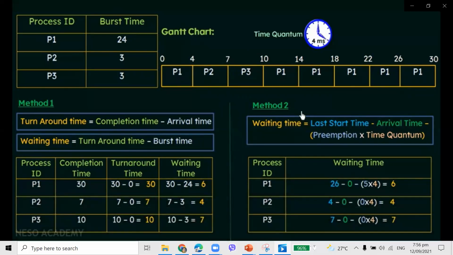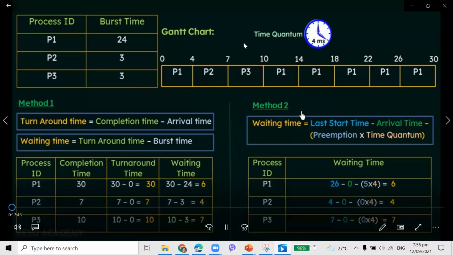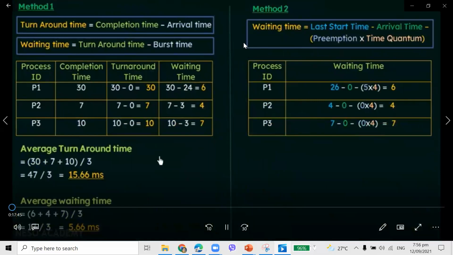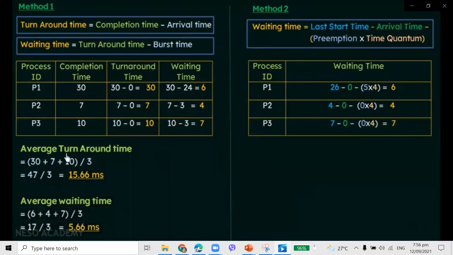Now let's see if we can find out the average turnaround times and waiting times for these two methods for this set of processes. So here we calculate the average turnaround time and waiting times. Average turnaround time for this set of processes was 30 plus 7 plus 10 divided by the number of processes, that is 3. That gives us 47 by 3, that is 15.66 milliseconds. And the average waiting time is 6 plus 4 plus 7 divided by the number of processes 3. That gives us 17 divided by 3, that is 5.66 milliseconds.